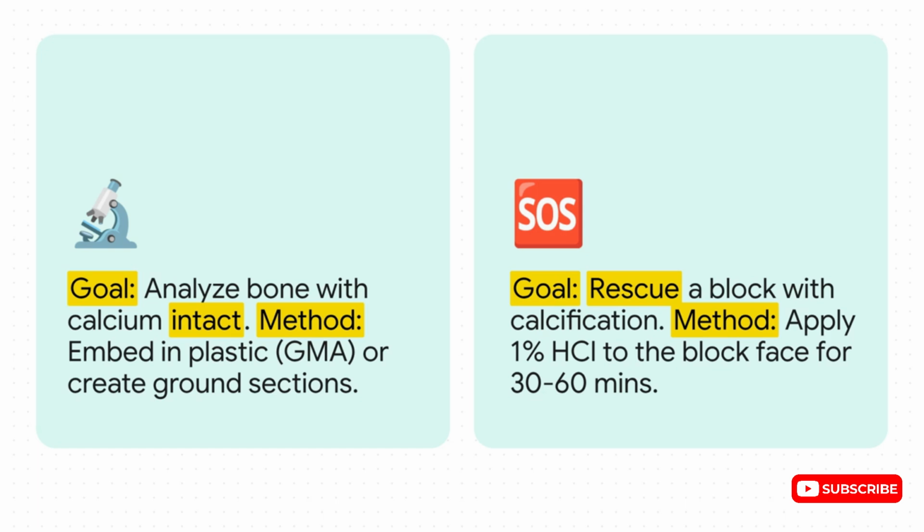The other scenario is a rescue mission called surface decalcification. This is for when you're cutting a block and you unexpectedly hit a patch of calcium. You can take the block off the microtome, apply a drop of 1% hydrochloric acid to the face for about 30 to 60 minutes, and it will soften just that very top layer enough for you to get a few usable sections. It's a real last-ditch effort, but sometimes it can save the case.